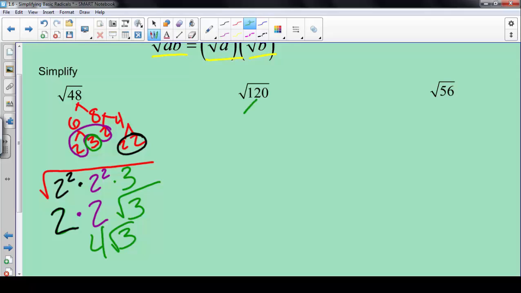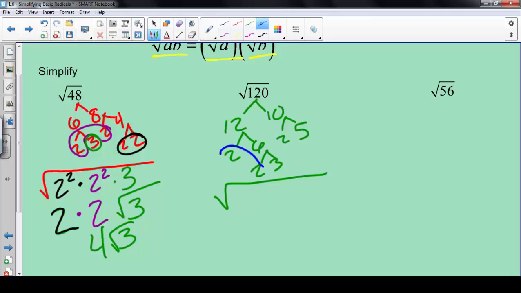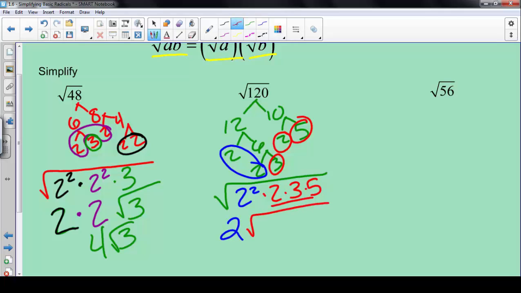120 works the same way. Start with your factor tree. Here's a pair of 2's. And notice the 3, the 2, and the 5, none of them have another pair to go with. So the square root of 2 squared becomes a 2 on the outside. This 2 times 3 times 5, none of them have any other squares with them. So 2 times 3 is 6, 6 times 5 is 30.